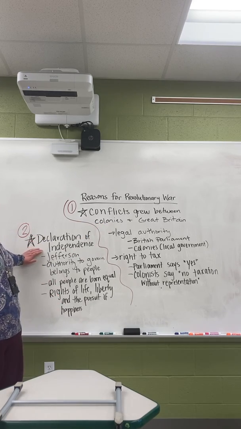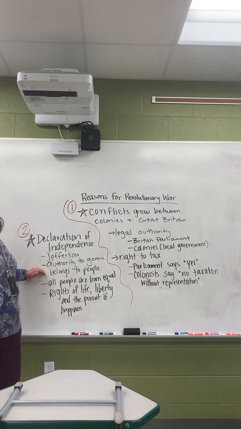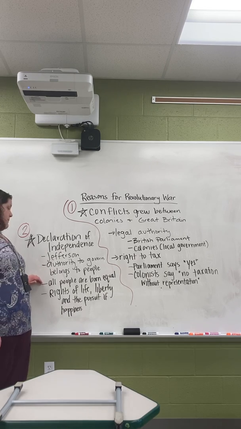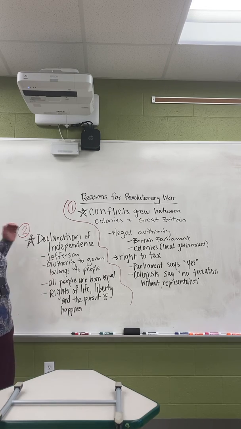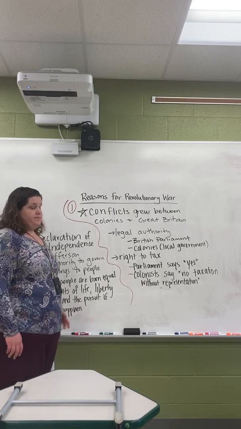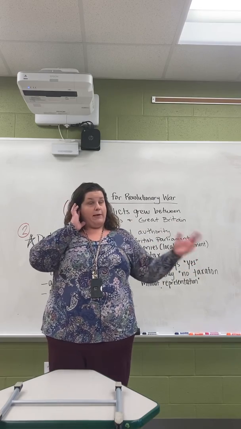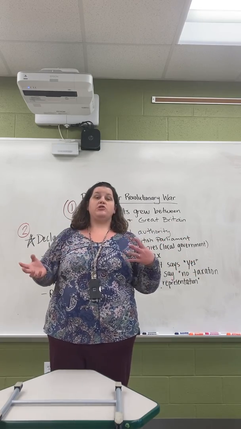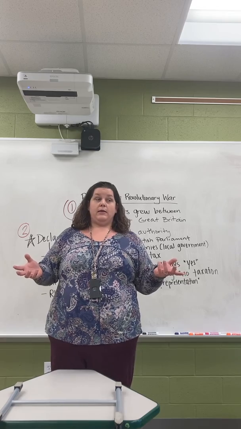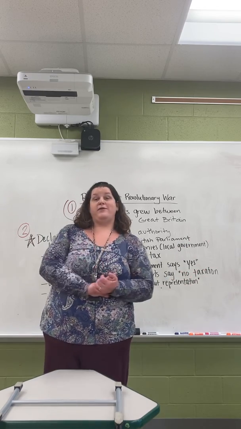So the Declaration of Independence was written by Thomas Jefferson, who is a famous Virginian. It says the authority to govern belongs to the people, not kings. It says all people are born and created equal, and it says everyone has the right to life, liberty, and the pursuit of happiness. These things come into play as the Revolutionary War starts, which sets the colonies up after the Revolutionary War to become their own country, the United States.